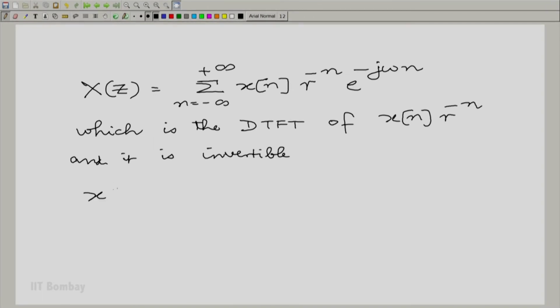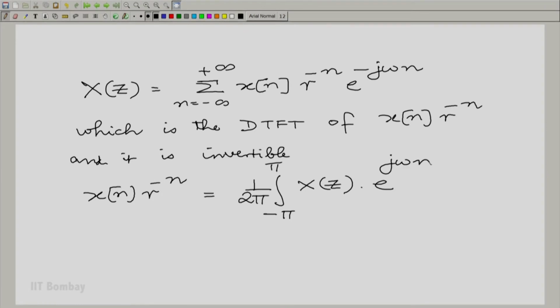How do we write down the inverse? x n into r raised to the minus n is essentially integral from minus pi to pi divided by 2 pi, X of z, e raised to the power j omega n, d omega. Now, remember, you should treat z now as a function of omega. So, z is r e raised to the power j omega.